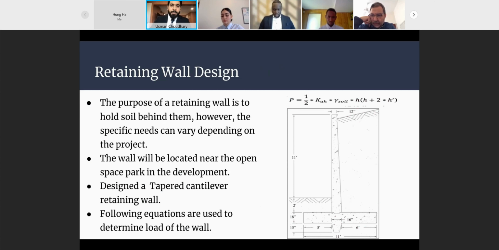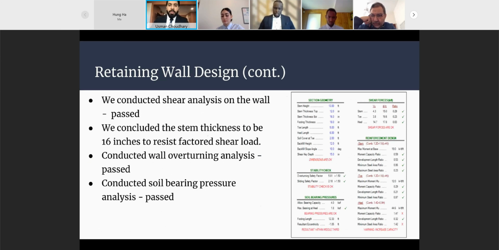Next slide. We conducted shear analysis, overturning analysis, and soil bearing pressure analysis on the wall. We decided the stem thickness to be 16 inches to resist factored shear load. The remaining figures are determined and listed here on the right. Next slide.